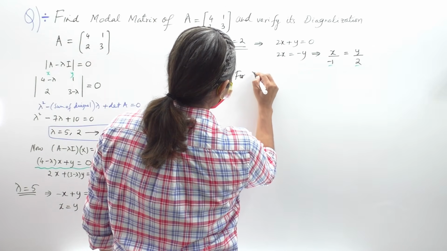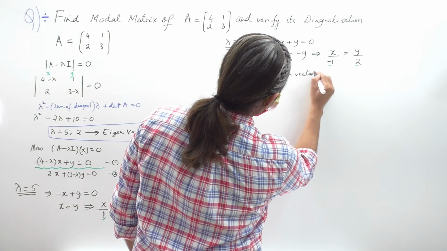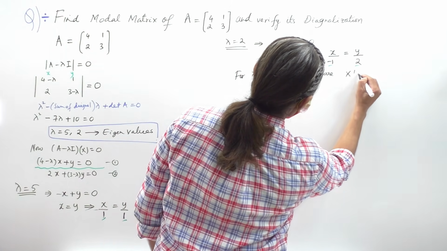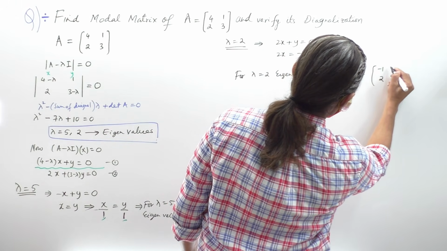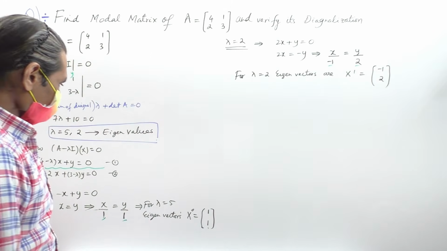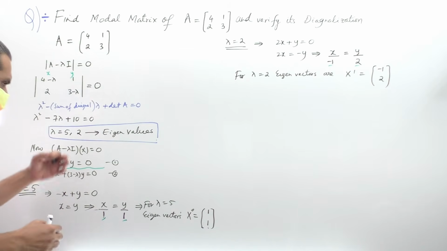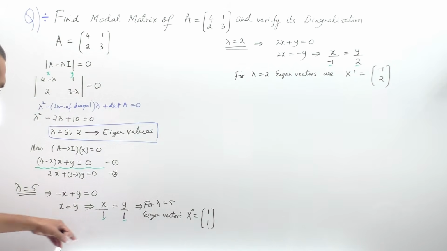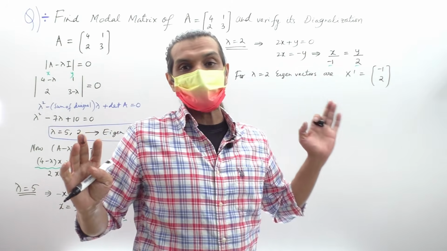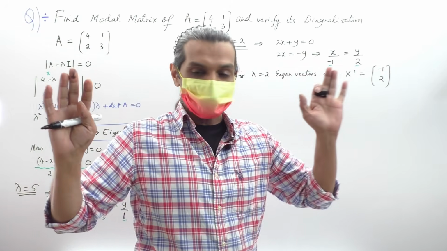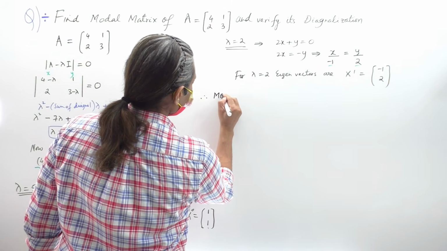So for lambda is equal to 2, the eigenvectors, I take x1 is equal to minus 1 and 2. Now from the characteristic equation we found the eigenvalues. Putting the eigenvalues in the equation, we found the corresponding ratios of the eigenvectors. Okay, now the matrix of the eigenvectors column wise is called the modal matrix. Get it? All right.